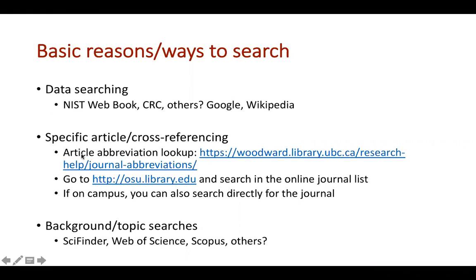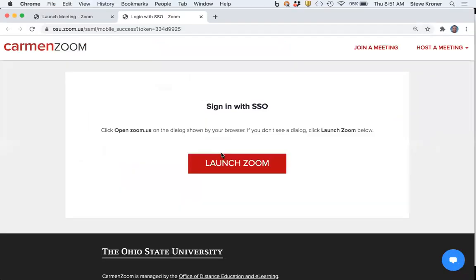If you cross-reference, that might mean that you need to look up journal abbreviations. So if you see a journal abbreviation you don't know, you can use this link here. Or you can use Google journal abbreviation for chemistry or engineering-based journals and use something like this link here. I'll show you an example.